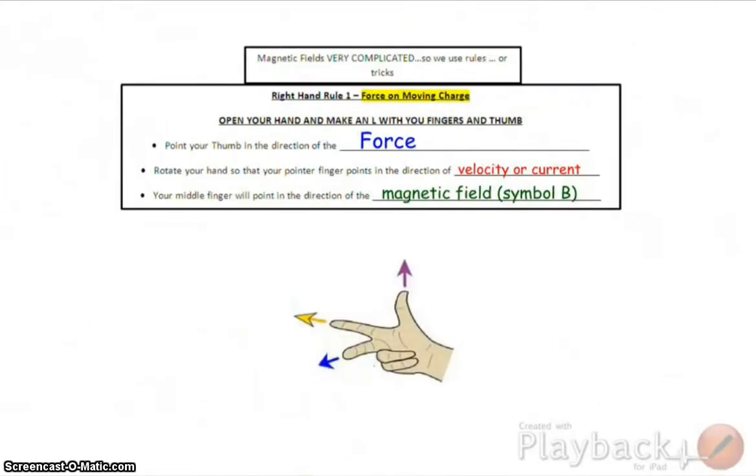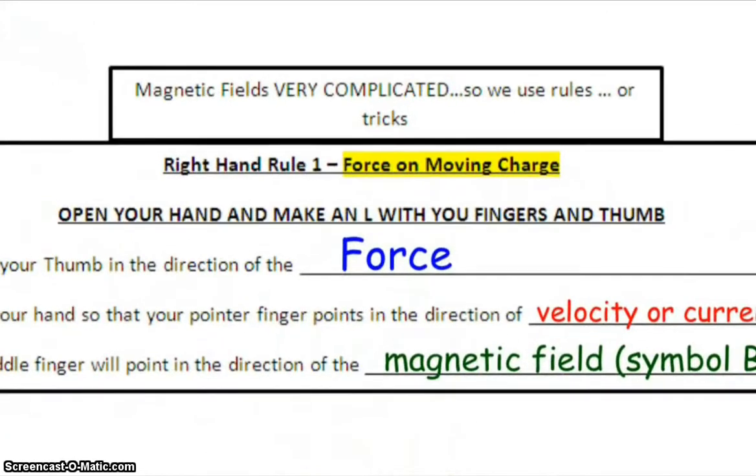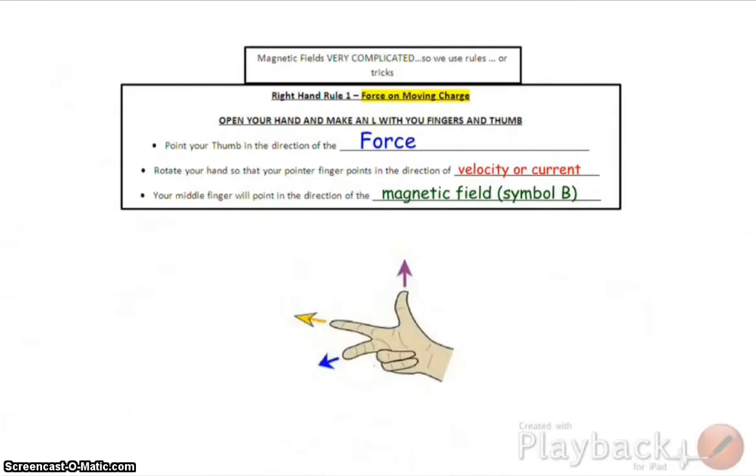Now the right hand rule number 1. Magnetic fields and magnetic forces are very complicated. If you have a charge moving through a magnetic field, it's going to feel a force, pushing it one way or another. It's really hard to figure out what direction that force is acting in without a little bit of help, or a trick, in other words. You're going to be using your right hand for this. This is not math. This is your right hand.